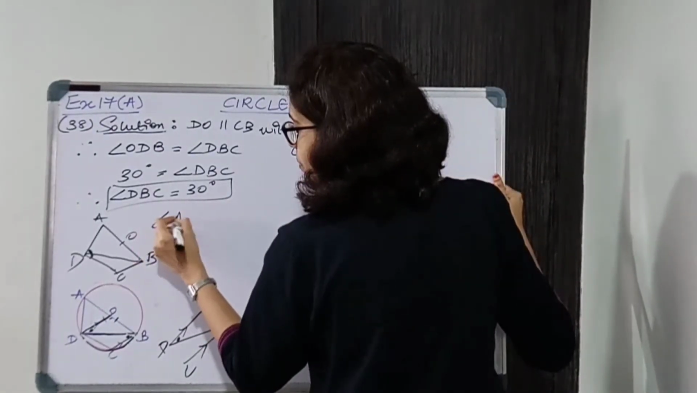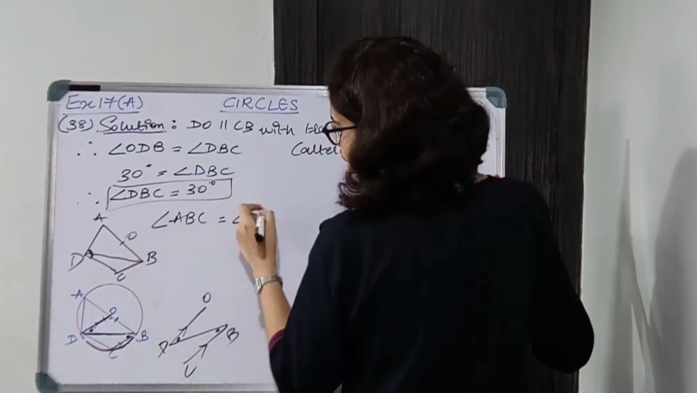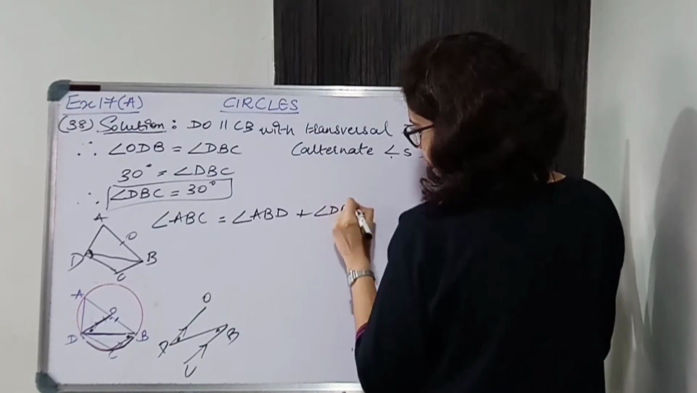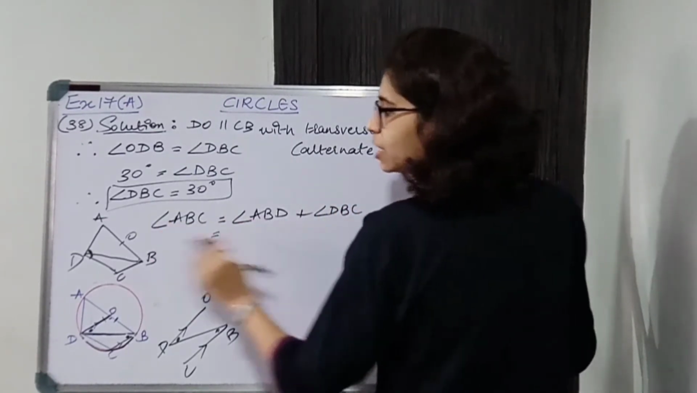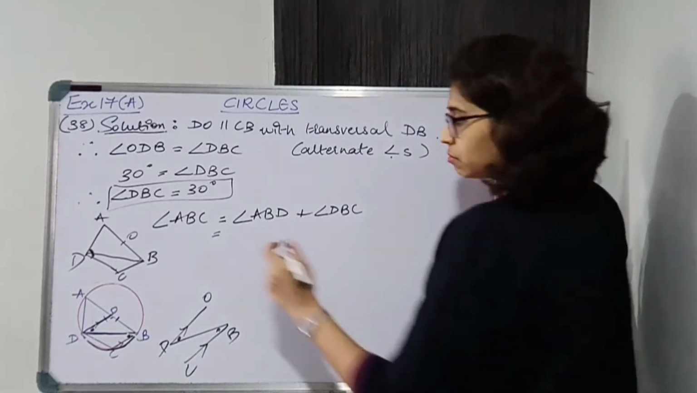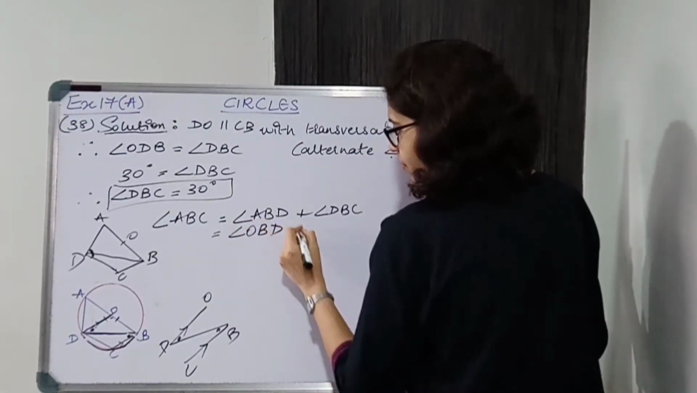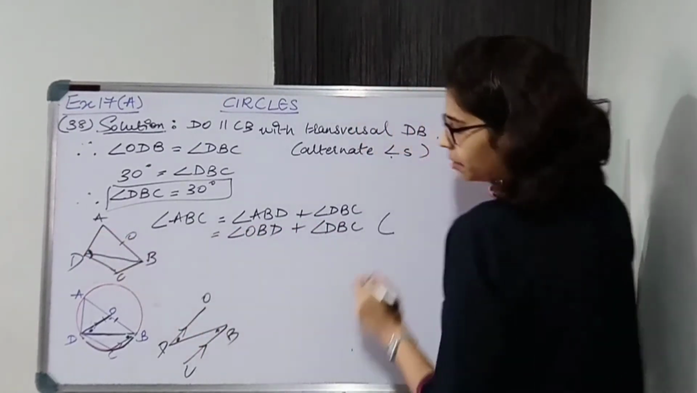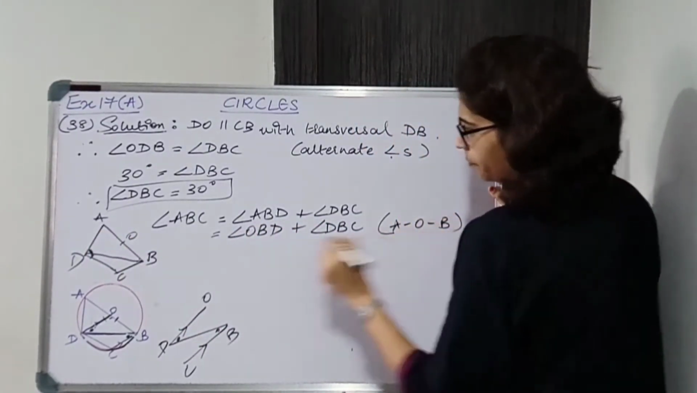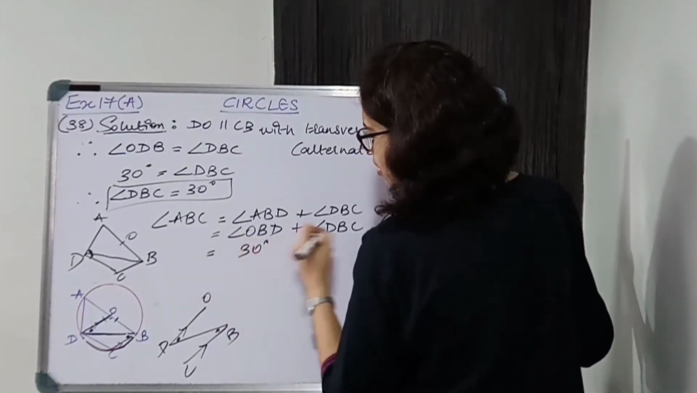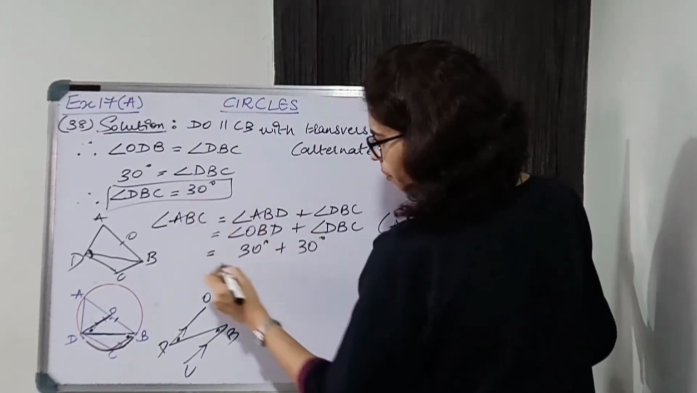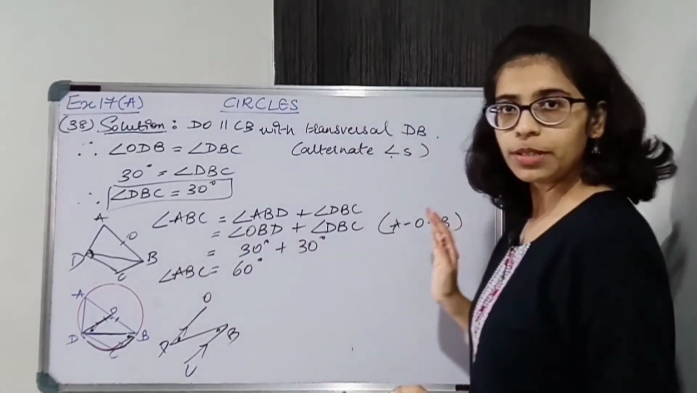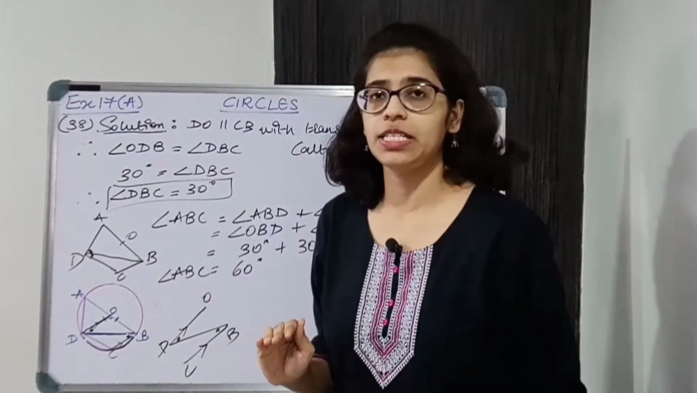So angle ABC is equal to angle ABD plus angle DBC. So angle ABC, ABD की जगह पे I can write OBD plus angle DBC. Why OBD? Because O is a point between A and B. So A dash O dash B. OBD is 30 degrees, DBC is 30 degrees. I just found. So ये 60 degrees हो जाएगा angle ABC. Okay. I found angle ABC.